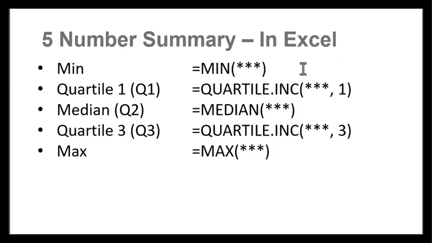Quartile 1 is going to use the QUARTILE.INC function. There are 2 different versions of the quartile function, and I will look at both of those. I'm using the INC, or includes, version, and notice that this function takes 2 different inputs. The first would be your data values, and the second is telling it which of the quartiles we want. So if I want quartile 1, I'm going to put a 1 here. Notice that for quartile 3, I'm using the exact same function with the data, and then I put in 3 for quartile 3. The median can use the median function, equals median, and the max can use the max function.